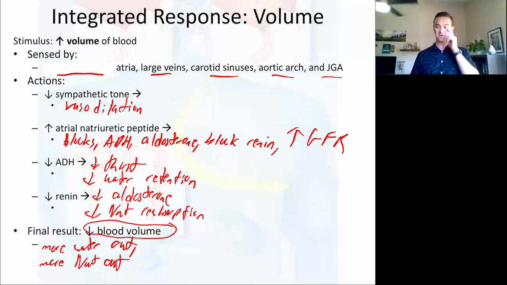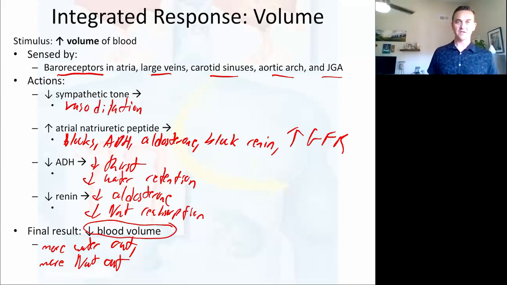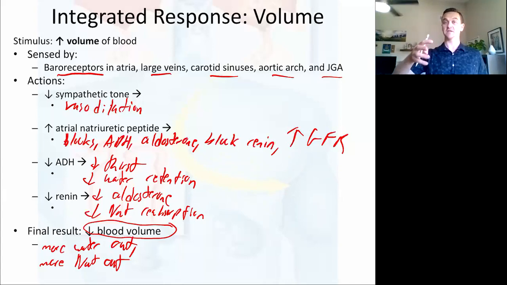Okay, so when it's a volume issue, sorry for that, there you go. When it's a volume issue, notice that ADH and renin go in the same direction, and we bring in atrial natriuretic peptide and the sympathetic nervous system. When it's an osmolarity issue, ADH and renin go in the opposite directions, and we don't think as much about the sympathetic tone or atrial natriuretic peptide.